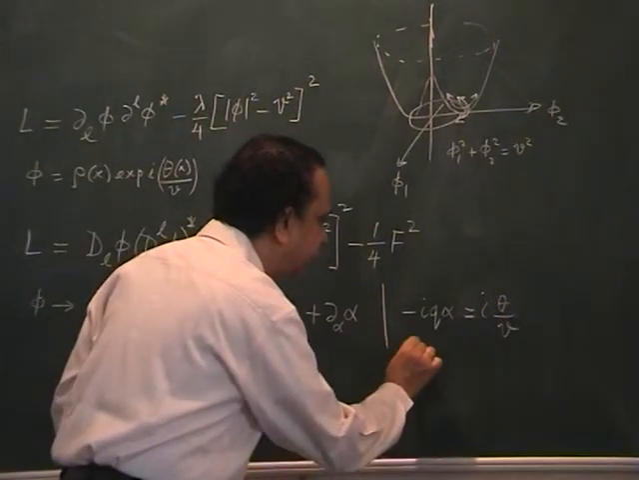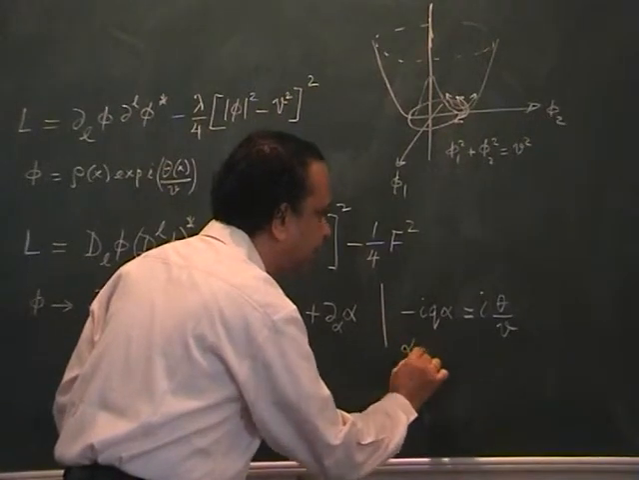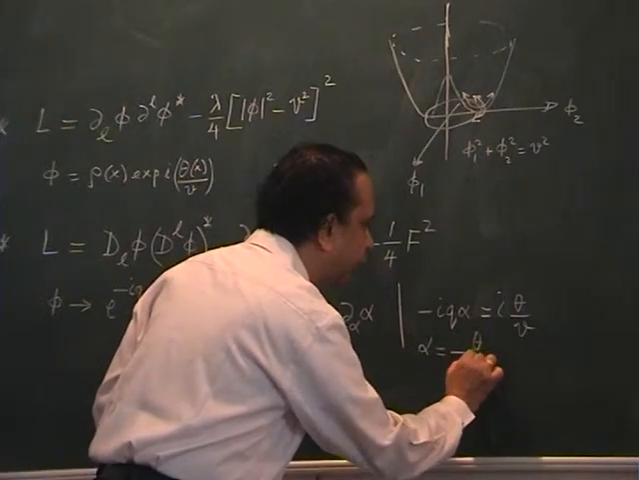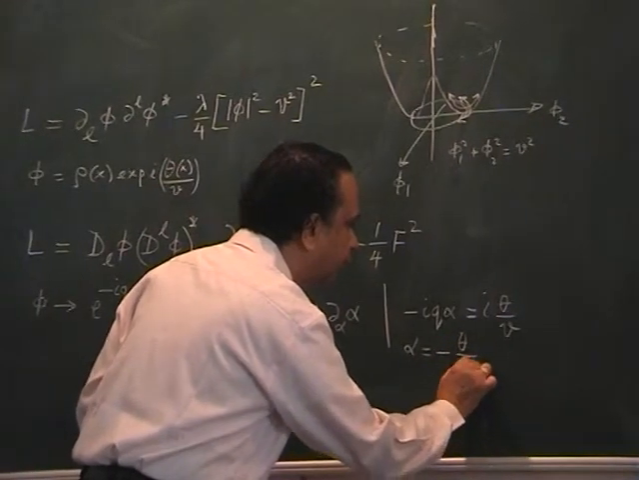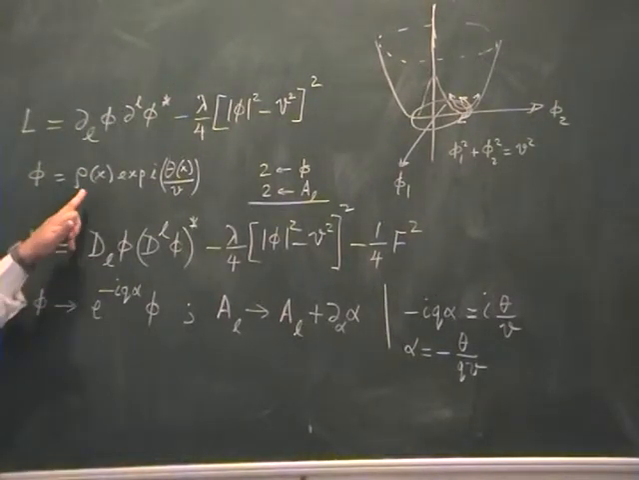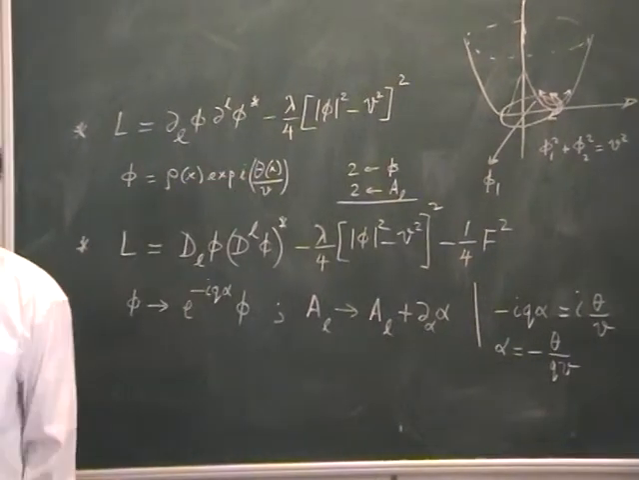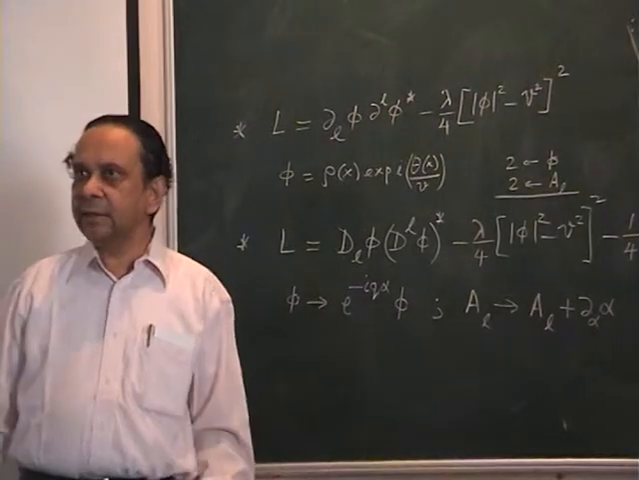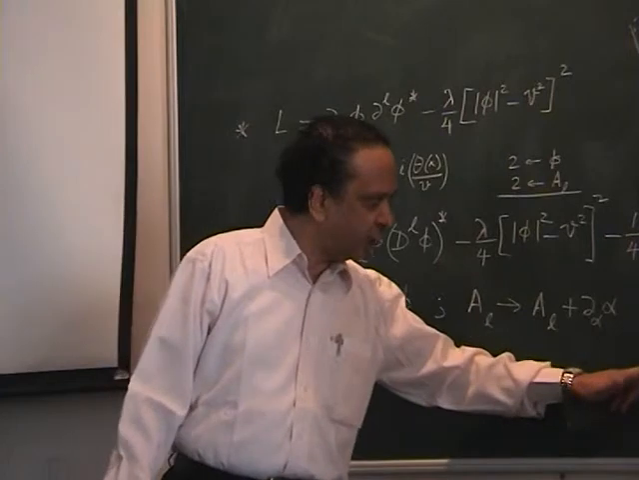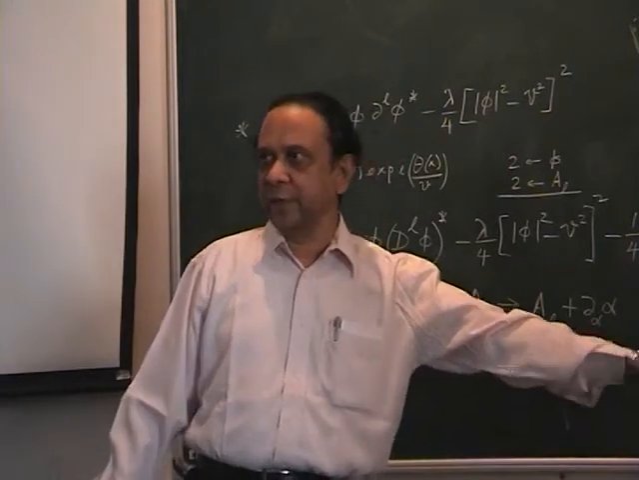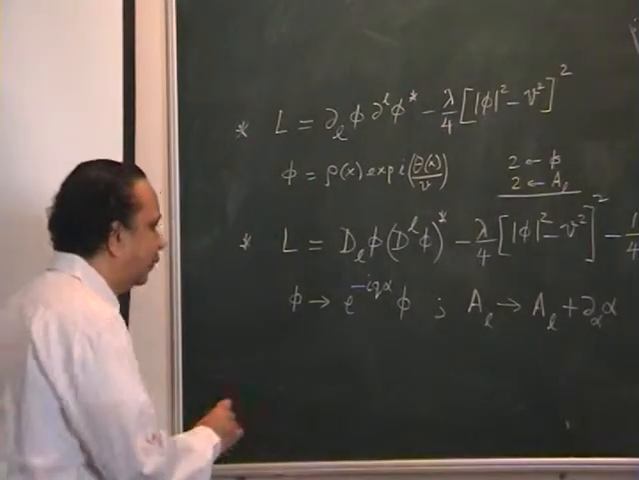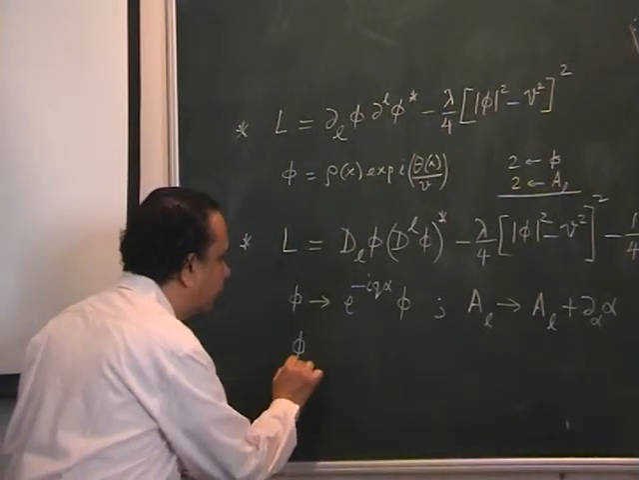In other words, we will choose alpha to be minus theta over Q. So this is the idea. You start with a system. It has these 2 degrees of freedom, rho and theta. Now you choose a gauge by making a gauge transformation where the gauge transformation function is taken to be theta upon Q. I can choose it to be anything. I choose it with this. The moment I do that, your phi goes to just rho.